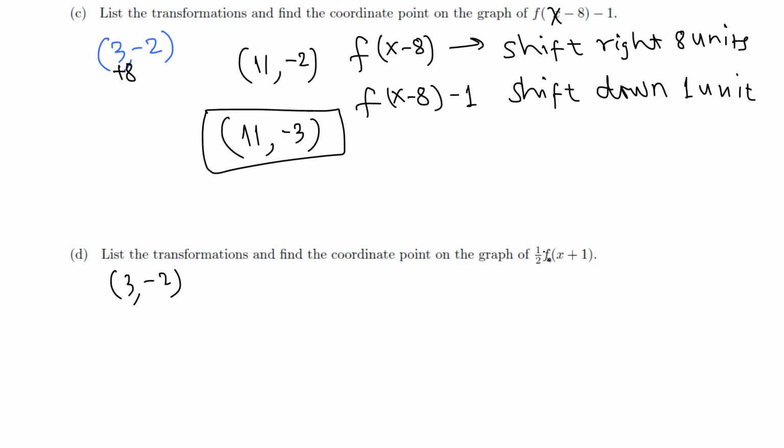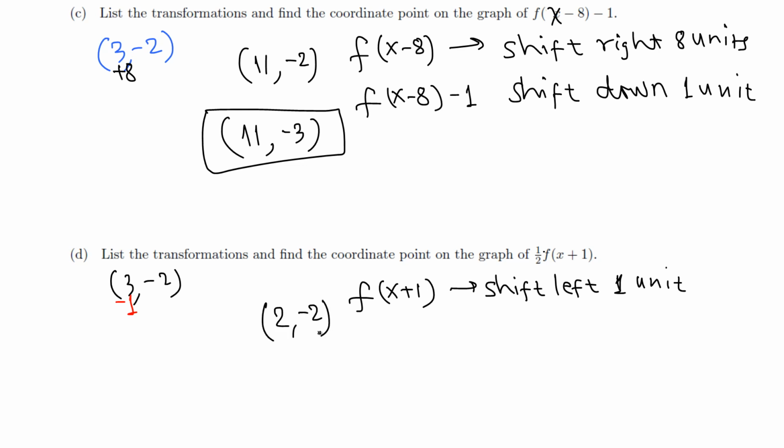Okay, so we have (3, -2) as the given point. Now let's do f(x + 1). So plus 1 inside means the horizontal shift, in this case left. Plus 1 means shift left 1 unit. Left or right means only the x coordinate changes. Subtract 1 here because we are shifting left: 3 minus 1 is 2, so (2, -2).